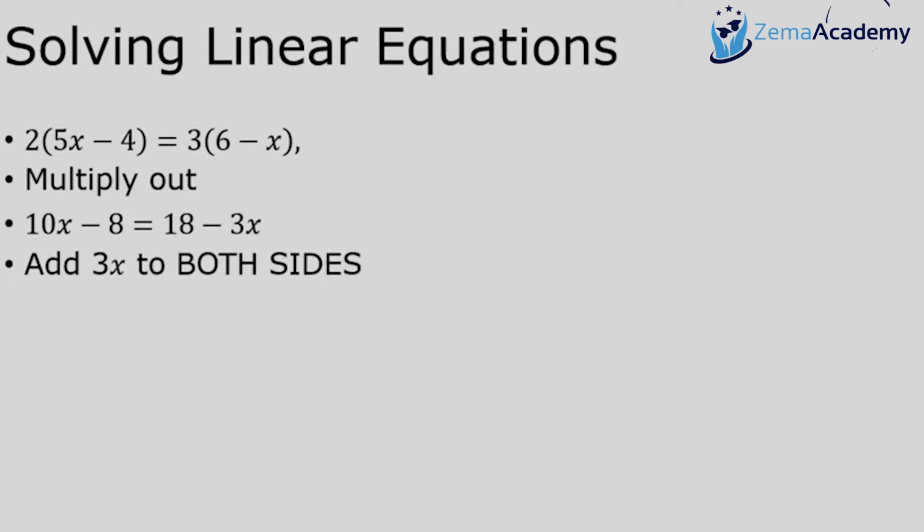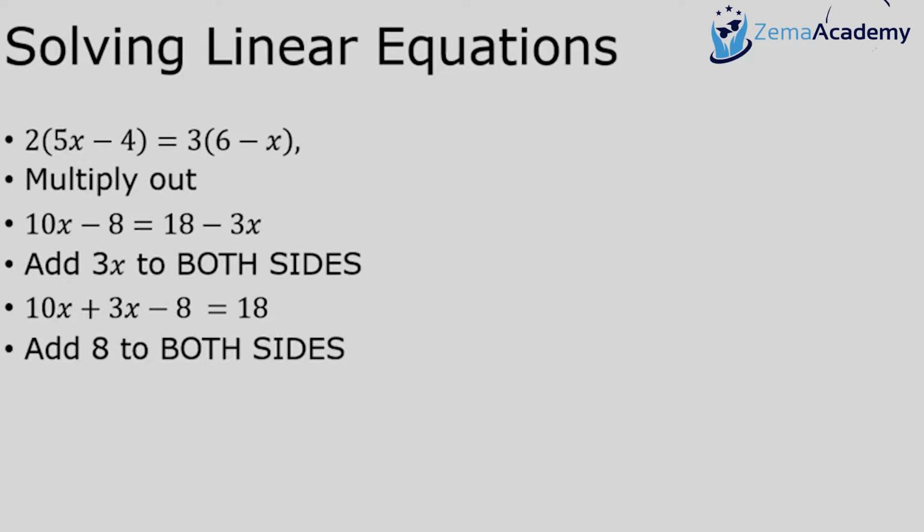So next I'm going to add 3x to both sides. So 10x + 3x - 8 now on the left equals 18, because -3x + 3x, those two cancel out, and leaves us with just 18 on the right-hand side. Next I'm going to do the same with the numbers. I'm going to add 8 to both sides. So 10x + 3x = 18 + 8. So that gets rid of my -8 on the left-hand side because we've added 8 to that, leaving 0 in terms of numbers, and we're adding 8 to the right-hand side.